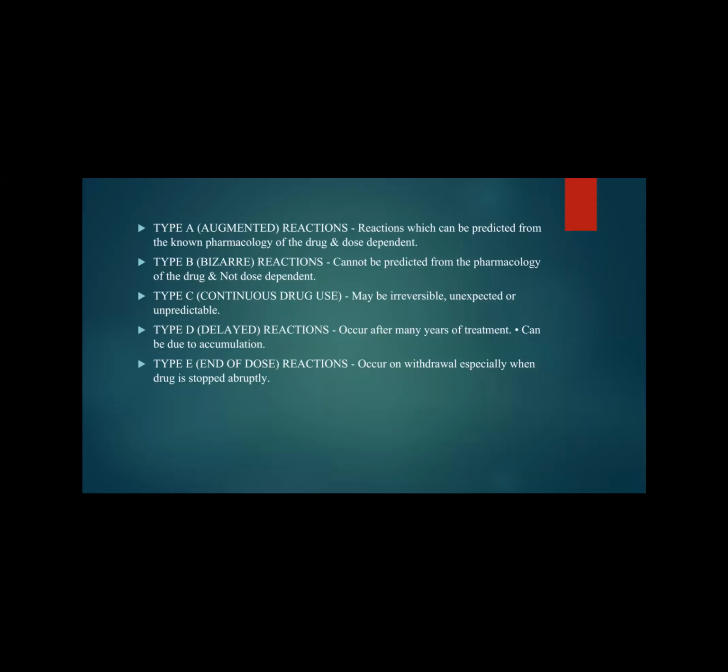Now we come to the various types of adverse drug reactions. The first is type A, or the augmented reaction. This results when a normal therapeutic dose is given to an individual, and it leads to an exaggeration of the pharmacological action of the drug, even at the usual therapeutic dose. This reaction can be predicted from the known pharmacology of the drug and is dose dependent.